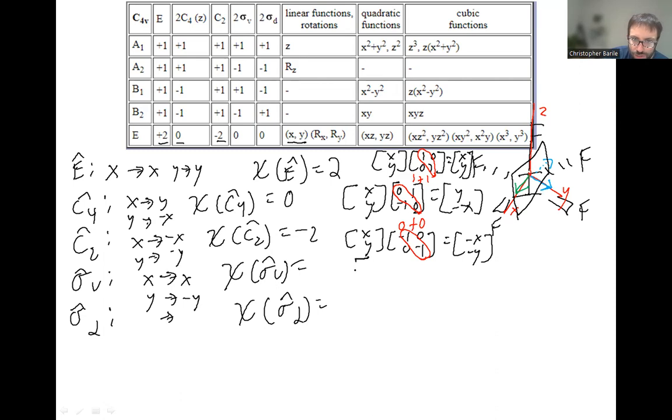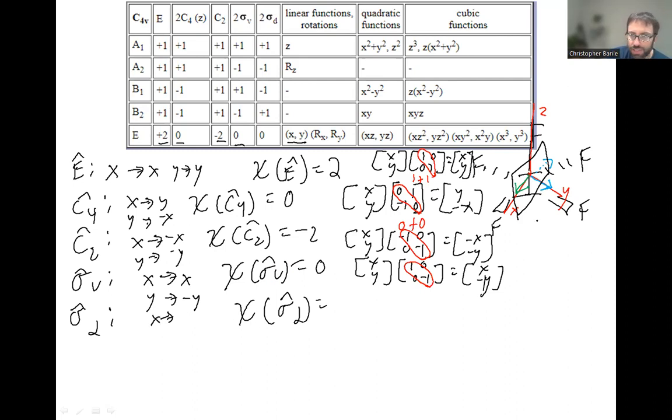So we end up with a 2-by-2 matrix describing this as 1, 0, 0, negative 1. That's the matrix that makes this into x and negative y. And we take the trace of that, and we get 1 plus negative 1, which is 0. That matches the character up there.